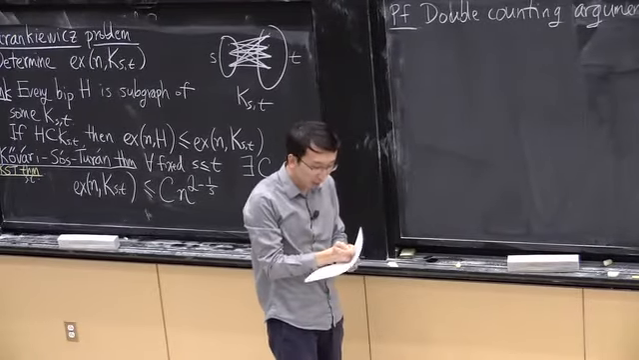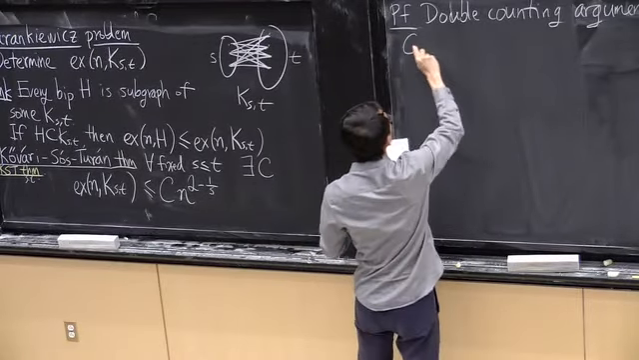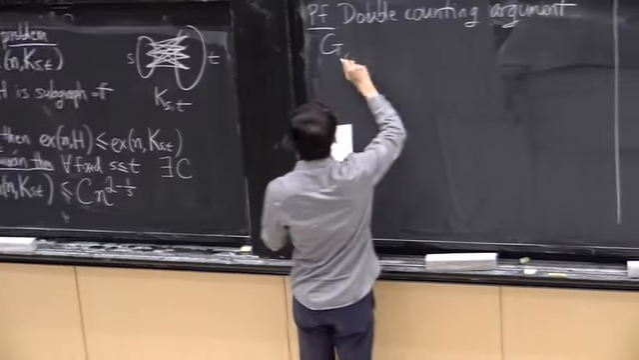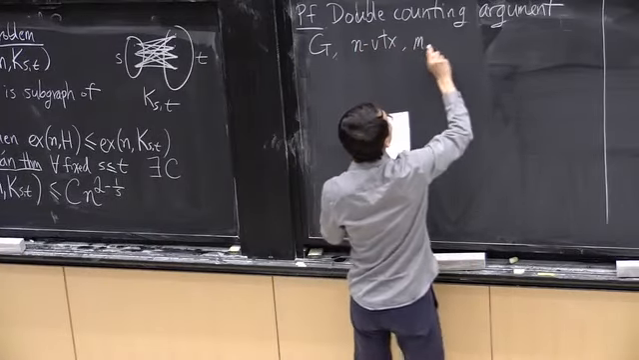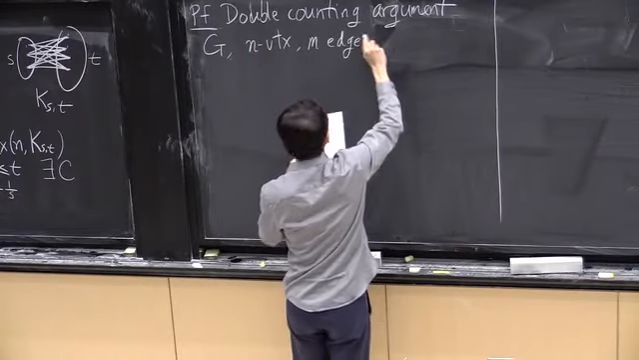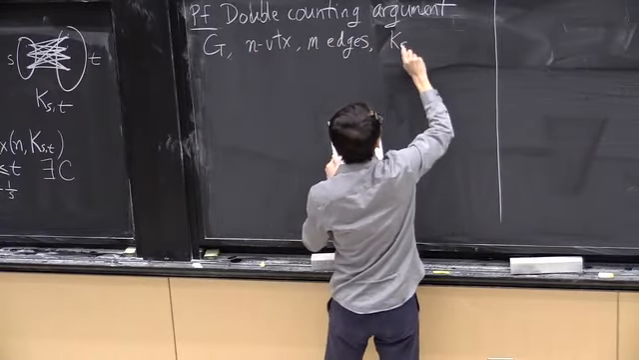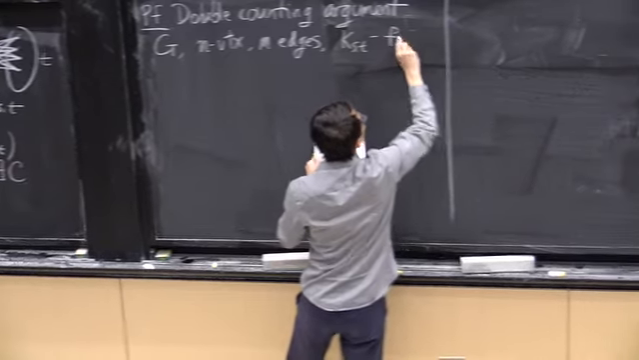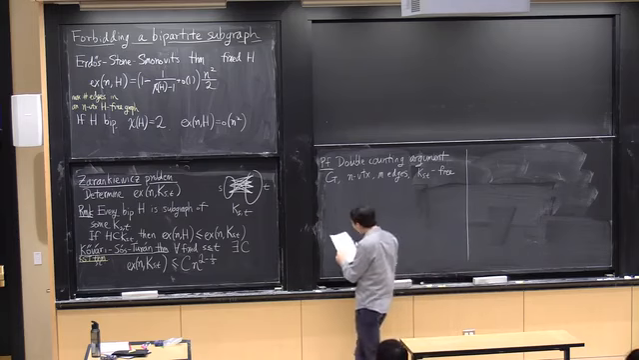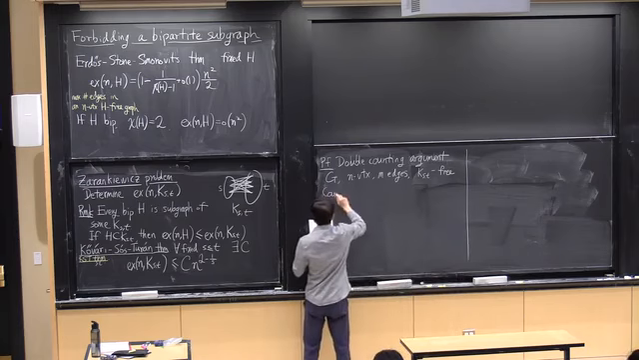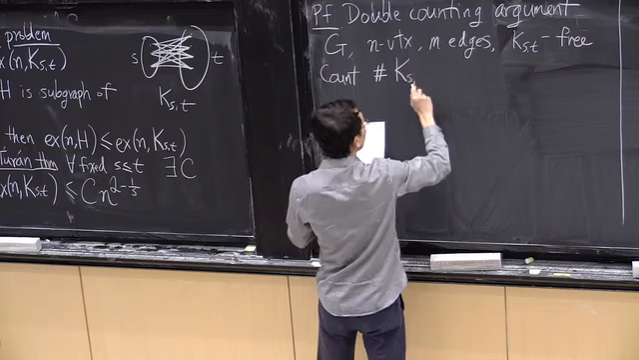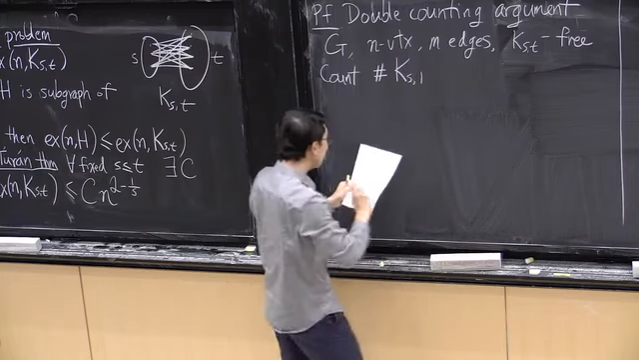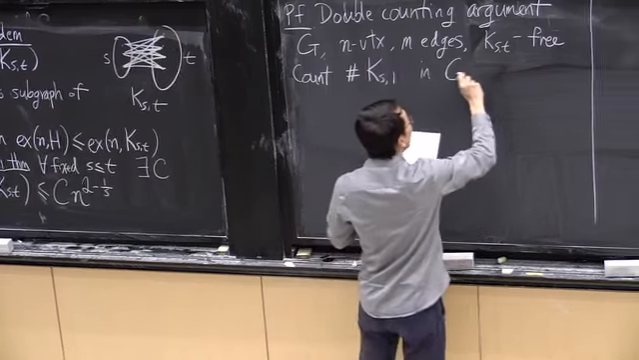What are we going to count? Well, let's start with the object that we're working with. So there's going to be a graph G that has n vertices, m edges, and K_{s,t}-free. And let's count the number of stars, K_{1,s}, in this graph G.